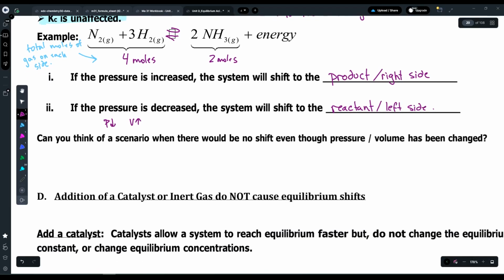All right, now can we think of a scenario where there'd be no shift even though pressure and volume are changing? Well, there sure is a situation where that could happen. The only way that could happen is if the number of moles, so again, you're thinking about the coefficients, if you have an equal amount of moles of gases on the reactant and product side, even if you change pressure or volume, that will not result in a shift because there's no side that has more or less moles of gas if you have the same amount of moles on the reactant and product side.